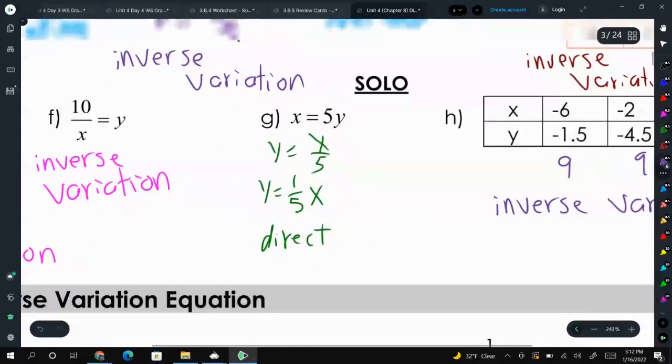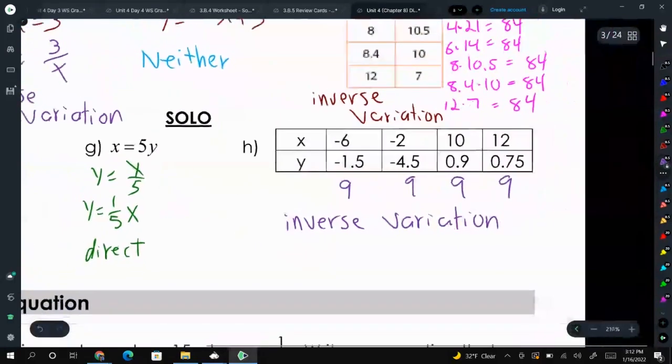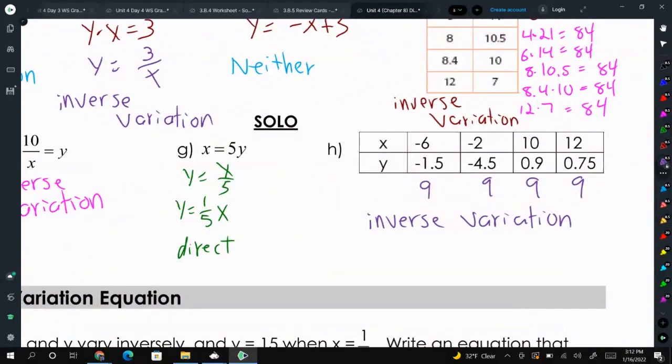Now letter G, once I started manipulating that, I got y equals x over 5. Remember, inverse variation is a over x, so this is not an inverse variation one. What I did is rewrite dividing by 5 as multiplying by 1/5. So now it's more obvious that this is direct variation because your a value is 1/5. Then for letter H, I multiplied all the x's and y's and got the same number, which was 9, which means this was an inverse variation one.